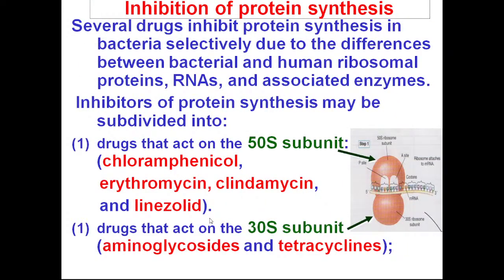Then the second type of drug, or group of drugs, inhibit protein synthesis. Usually the drugs do it selectively, due to the differences between bacterial and human ribosomal proteins, with differences in RNAs and associated enzymes, so enzymes associated with the process of protein synthesis. Inhibitors of protein synthesis are commonly divided into two categories: 50S subunit inhibitors and 30S subunit inhibitors.